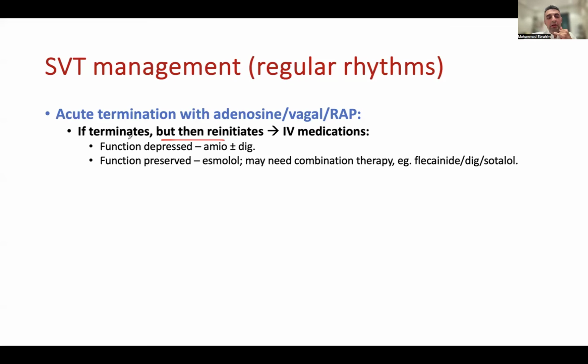Often people call us and say, we did vagal or we gave adenosine, but nothing happens. But in reality, something happens. It terminated, but then resumed soon afterwards. If this was the case, we know it's a reentrant rhythm of some sort, like AVNRT or AVRT, but it's coming back. So you want to give medication.